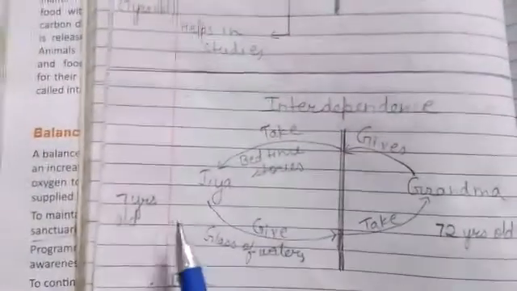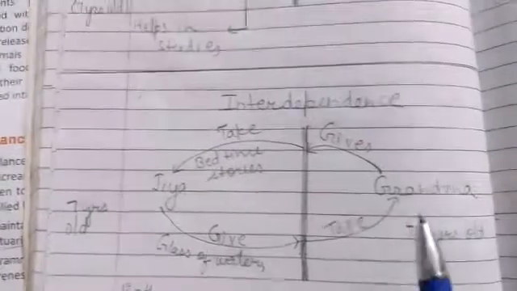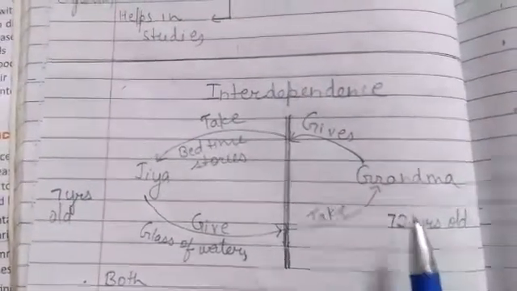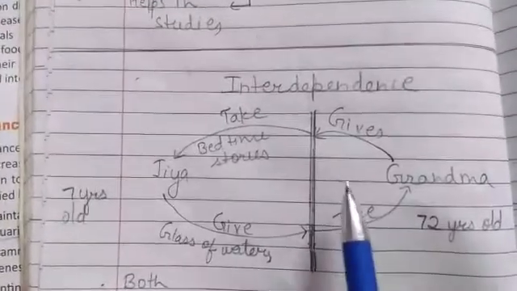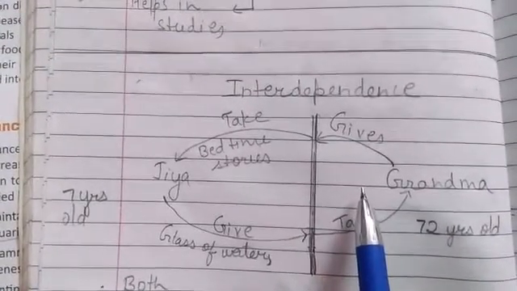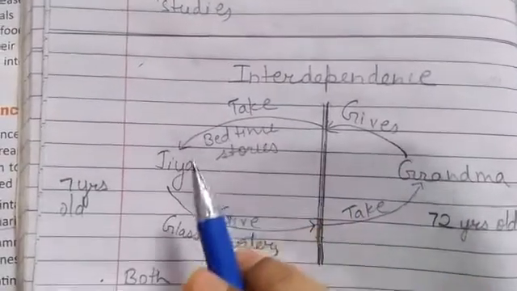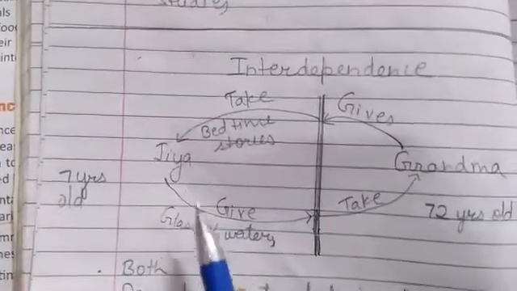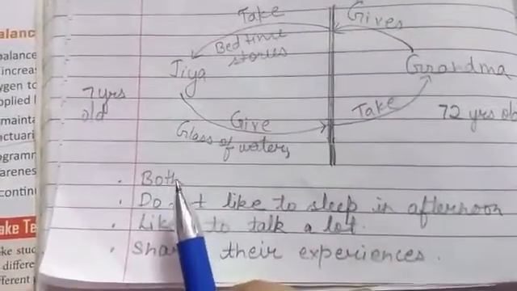In this case again we have the same girl Gia who is 7 years old, and now here we have her grandma. Now grandma is 72 years old. This time we are taking the example of interdependence, that is grandma is giving something to Gia which Gia is taking, and Gia is also giving something to grandma which grandma is taking. Now let us know something more about them both.